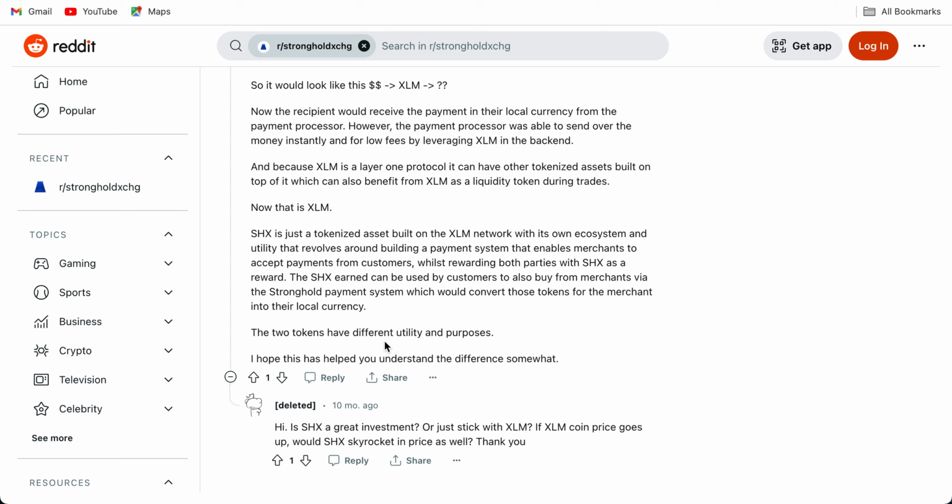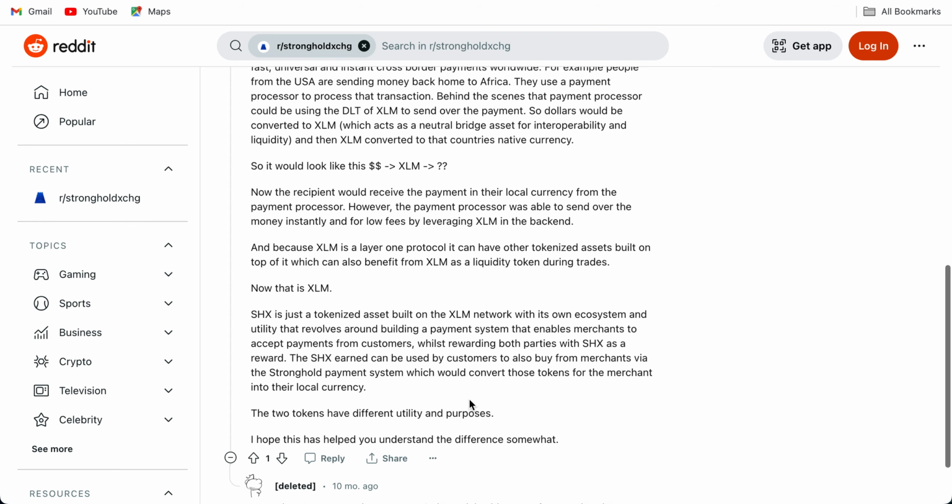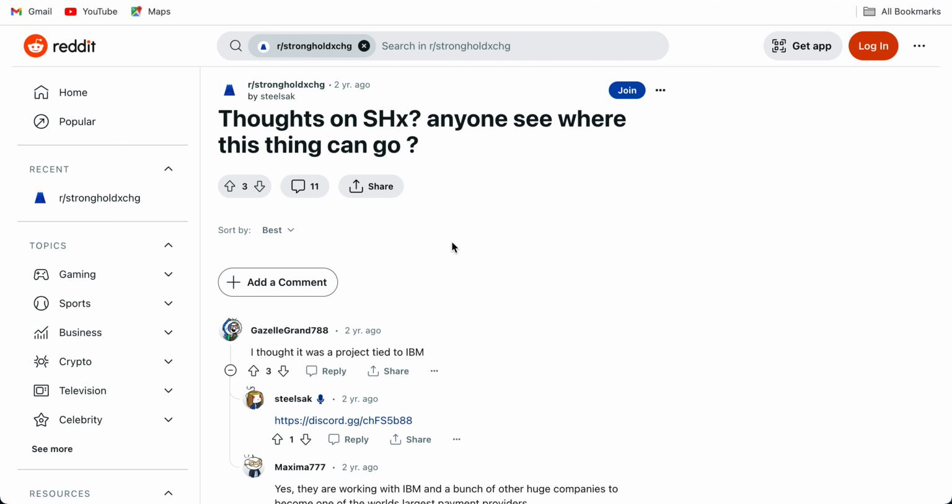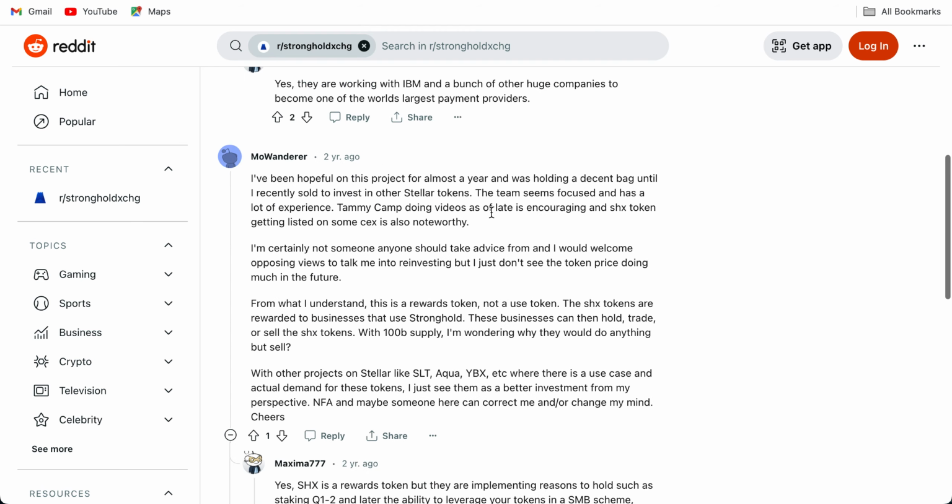The two tokens have different utility and purposes. I hope this has helped and you understand the difference somewhat. So yeah, you guys can see he has explained the difference between XLM and SHX extremely well. Thoughts on SHX? Anyone see where this thing can go?